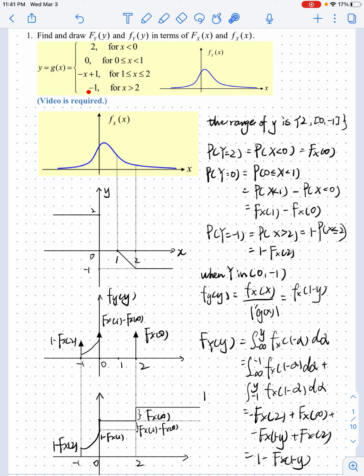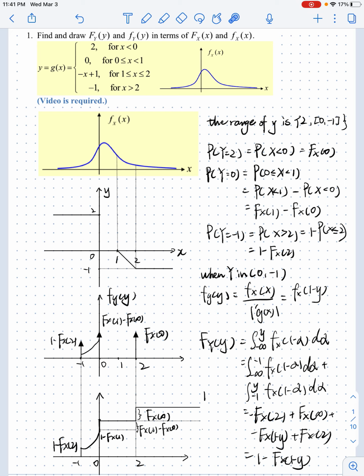And when y is -1, x is larger than 2. So it would be the probability of x larger than 2, which is 1 minus the probability of x smaller than or equal to 2, which is 1 minus Fx(2).